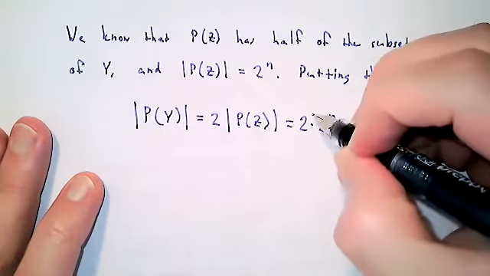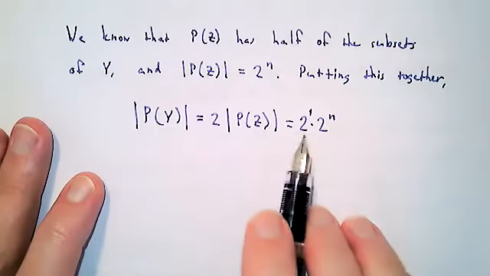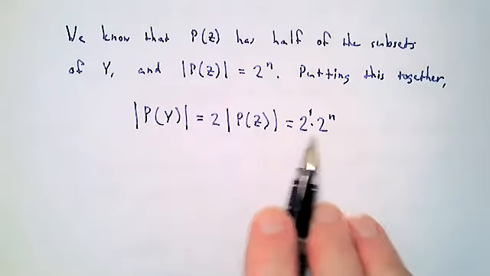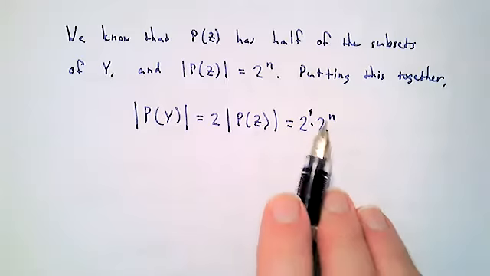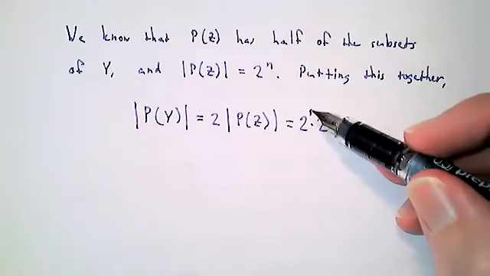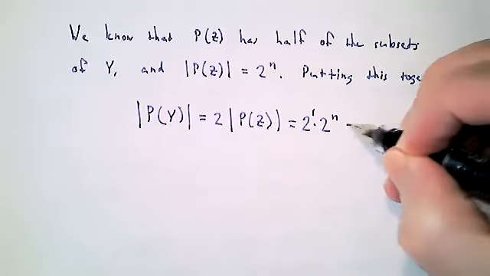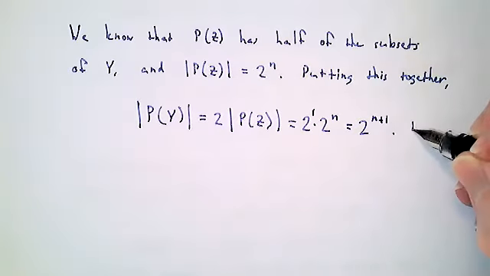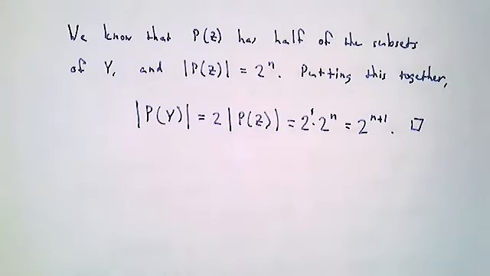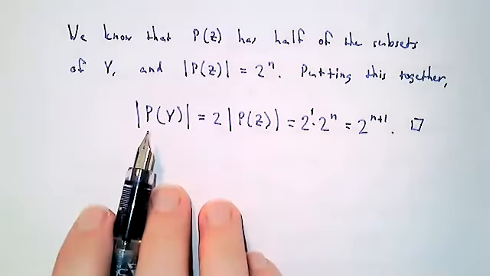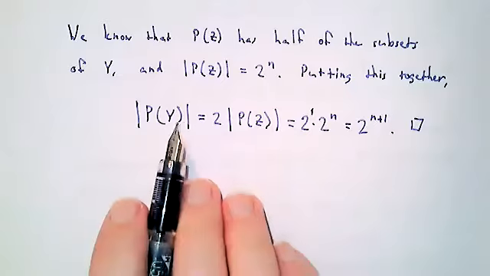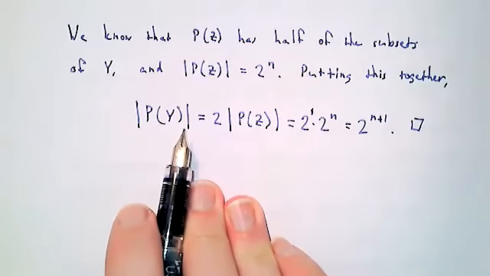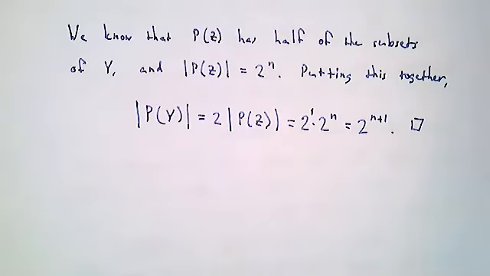And then we can just finish by remembering that when we have two exponentials with the same base, we add the exponents, and 2 is really just 2 to the 1. Then this is equal to 2 to the n plus 1. Now we can say we're done. We counted the number of elements in the power set of Y. And this finishes off the inductive step. So any questions over this proof of the theorem?